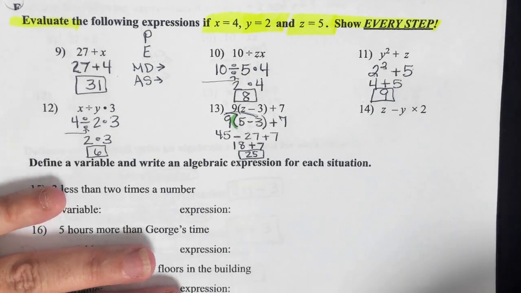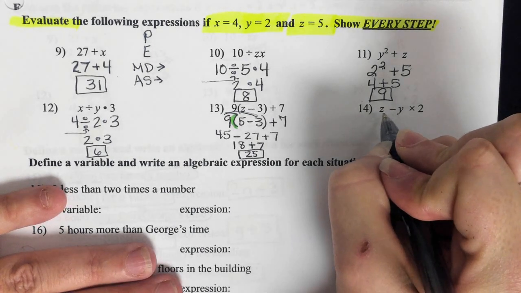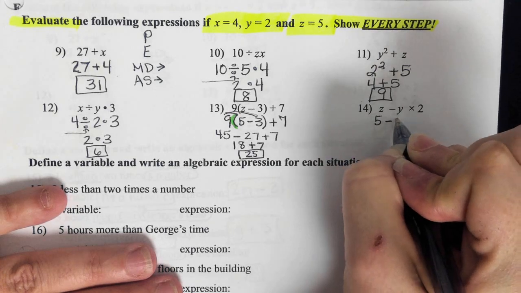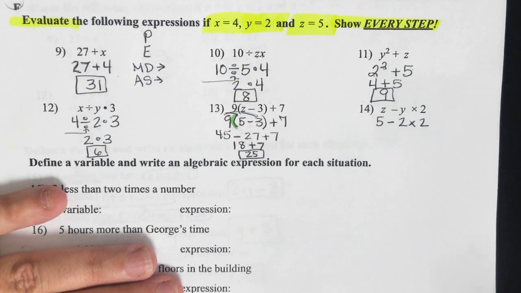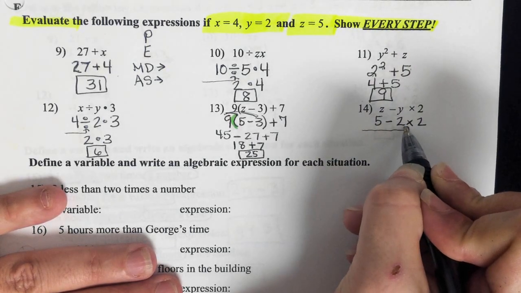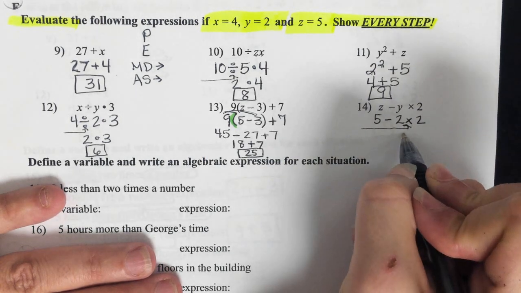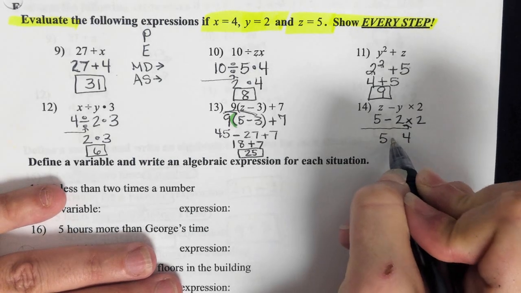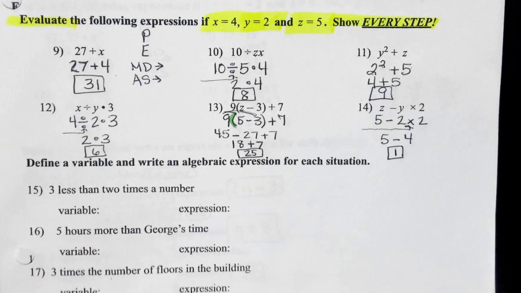Okay, number 14. We're not doing it. Please stop. Z is 5 minus y is 2 times 2. I'm going to tell you right now, they're trying to trick you on this one. You have to do order of operations. We have to get rid of all the multiply divide before we can do add or subtract. So 2 times 2 is 4. 5 minus 4 is 1. Yes, you've got to do it in the right order.